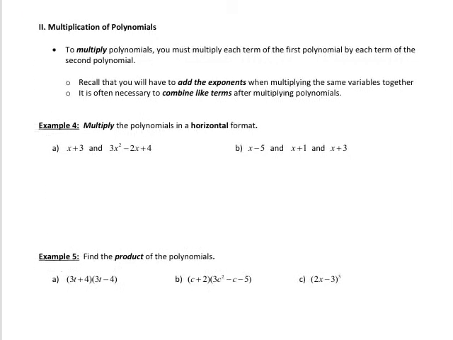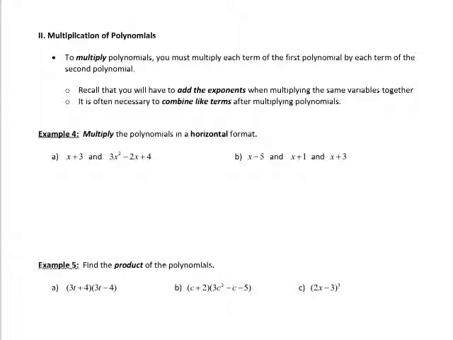All right, and now we are going to learn about multiplying polynomials. To multiply polynomials, we must multiply each term of the first polynomial by each term of the second polynomial, and then recall that you're going to have to add the exponents when multiplying the same variables together. And it's often necessary to combine like terms after multiplying polynomials.